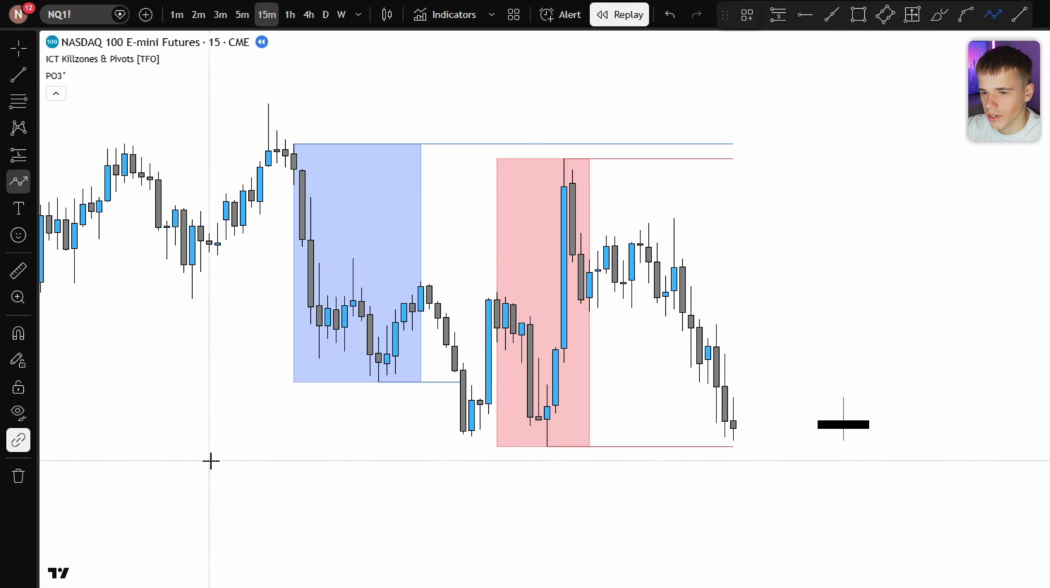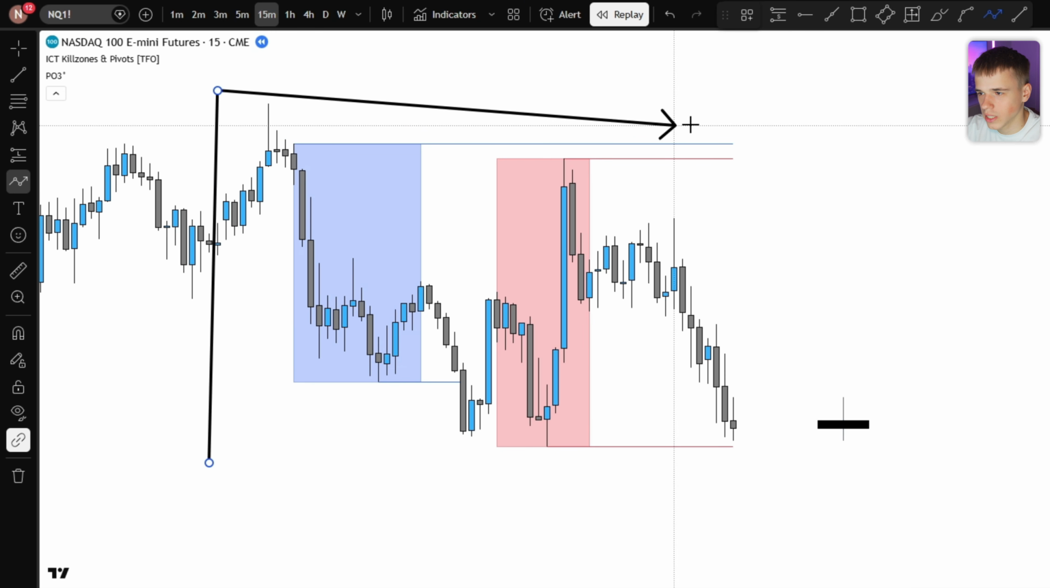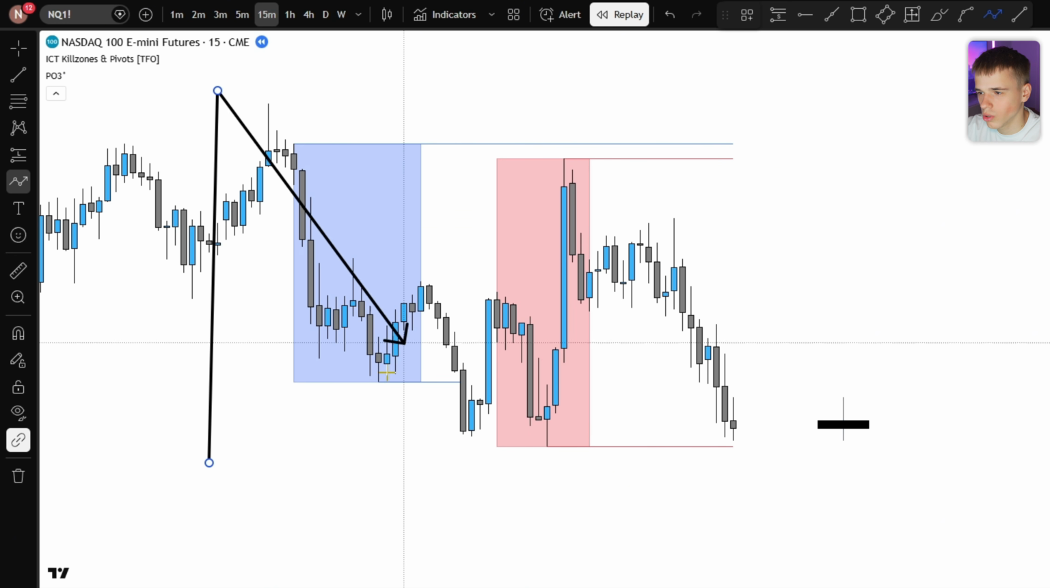So the first thing that we learned about is how we are always going to create these ranges, and we are going to want to hunt both sides. So for example, the Asia session, you can see right here, we took out the low, but for the high we still didn't take it out. So you can see it is going all the way till there.